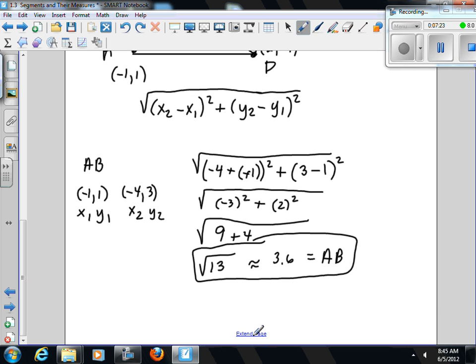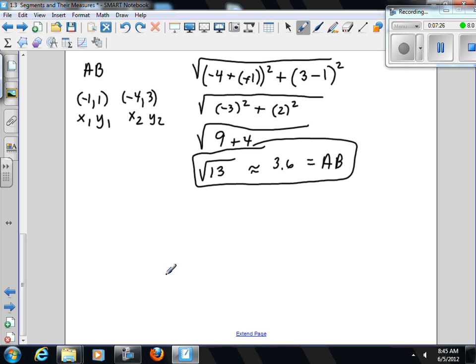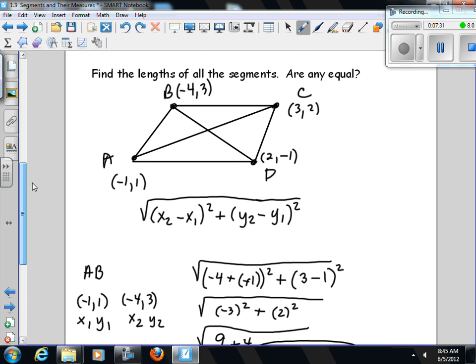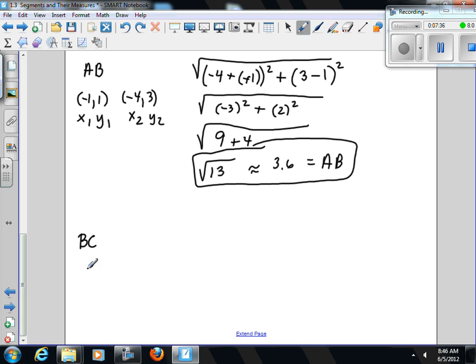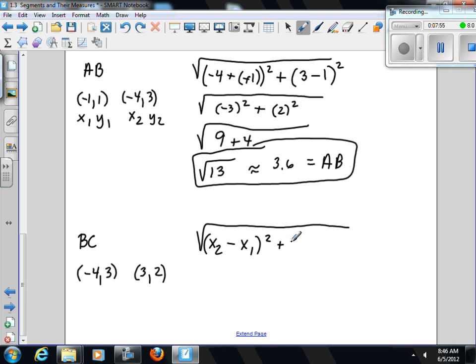All right, now let's try the length of another segment. Let's do BC. So BC has the points -4, 3, and 3, 2. So let's write that down. All right, let's plug those into our formula. x2 minus x1 squared plus y2 minus y1 squared.